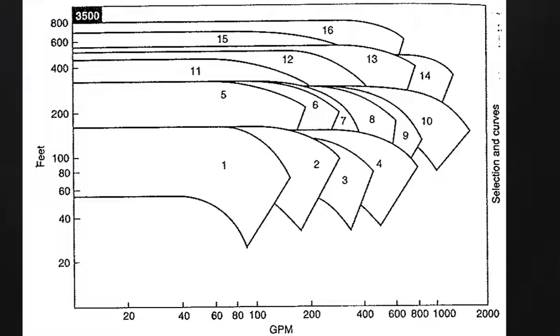So let's say I want a flow rate of between 200 and 400 US gallons per minute. Okay, and then I need to deliver a pressure of 200 foot. Then I would select either pump 6, 7 or 8, and perhaps I'll go for 7. Maybe it's just cheaper than pump 8.